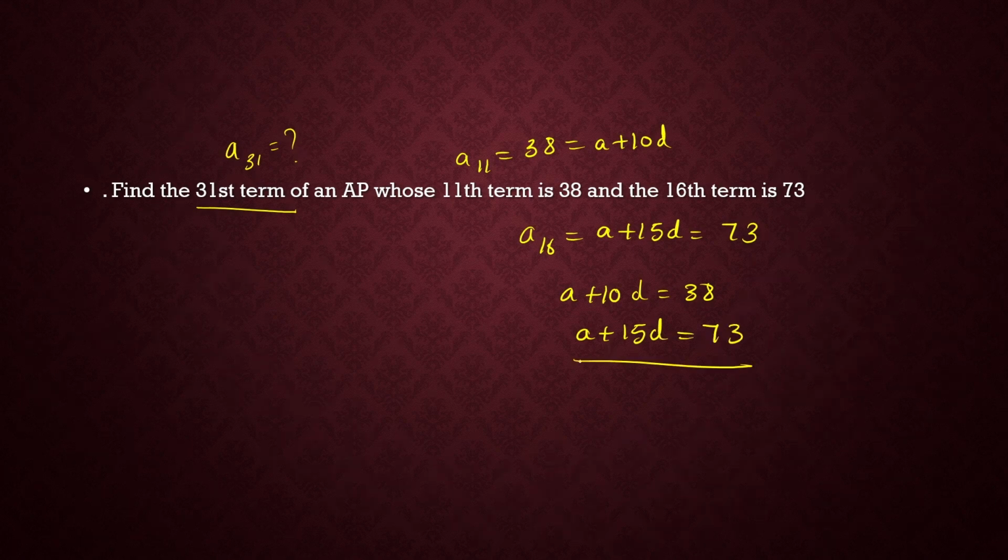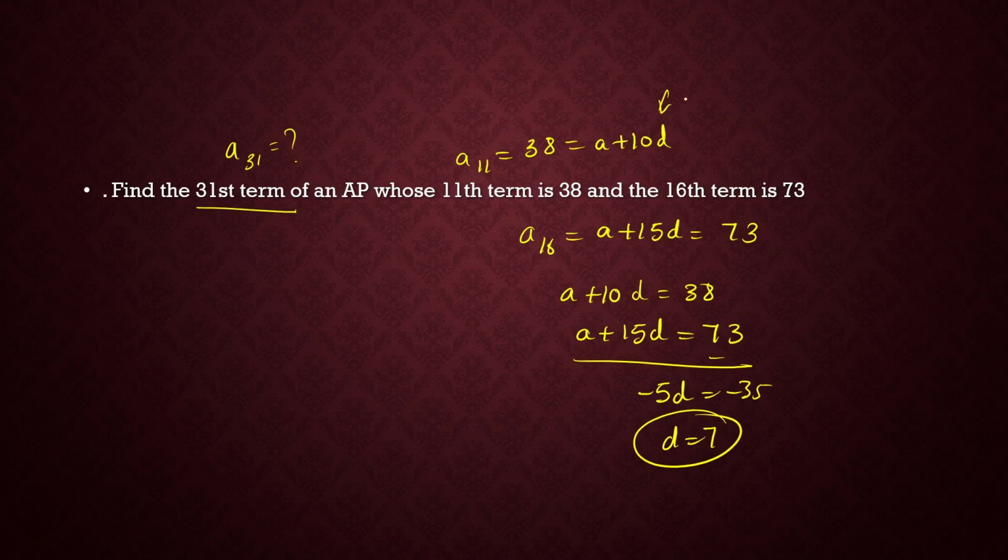Now you have to subtract these two equations. A minus A is 0. 10 minus 15 is minus 5D. And 38 minus 73, you have to subtract, 38 minus 73, that is equal to minus 35. Minus 5D is equal to minus 35. So the value of D is 7.